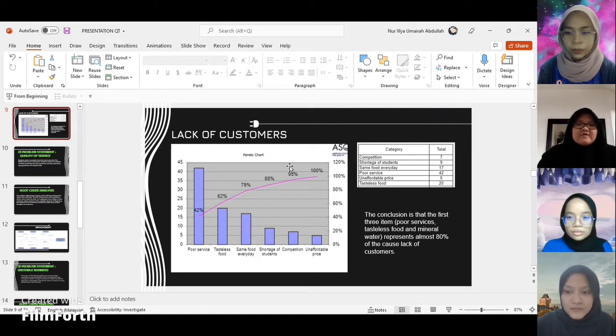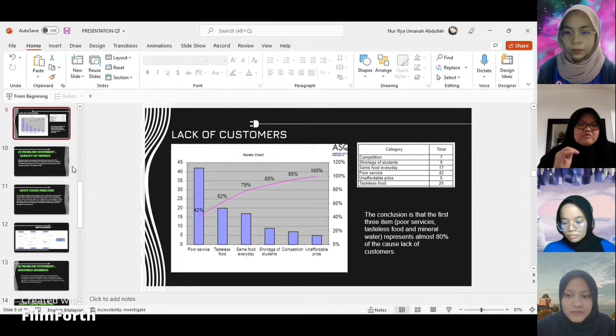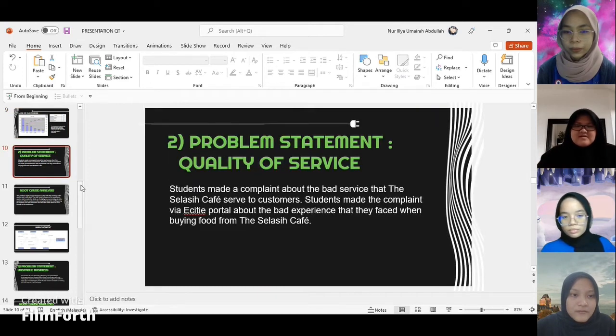Okay, so for the lack of customers, the improvement that I can give is, as you can see, we use the Pareto chart. So we can see the 80% of causes of the problem can be fixed if we put more action on that. As you can see, the 80% is the same food every day, shortage of students, competition, and the available price. By using the Pareto chart we can improve them one by one if we put higher action on that. So I will proceed with the next presenter.